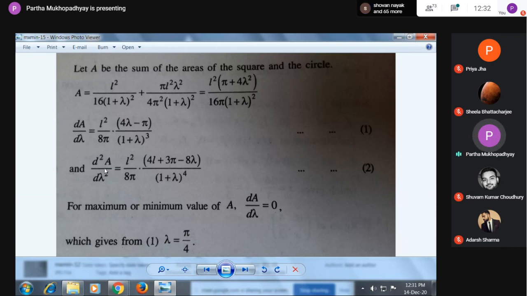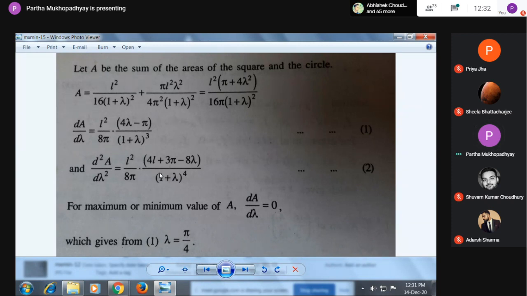And d2A d lambda is this. L square by 8 pi is constant. Further, (1 plus lambda) whole to the power 4, 4 lambda plus 3 pi minus 8 lambda. Okay, the simple U by V method, you can differentiate and you will get this after simplification. Okay, I'm not doing this thing. This I'm giving as an exercise. I believe everybody can do it.